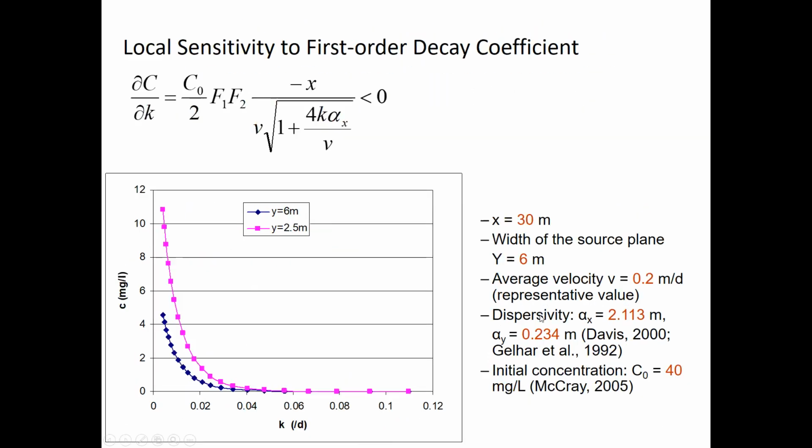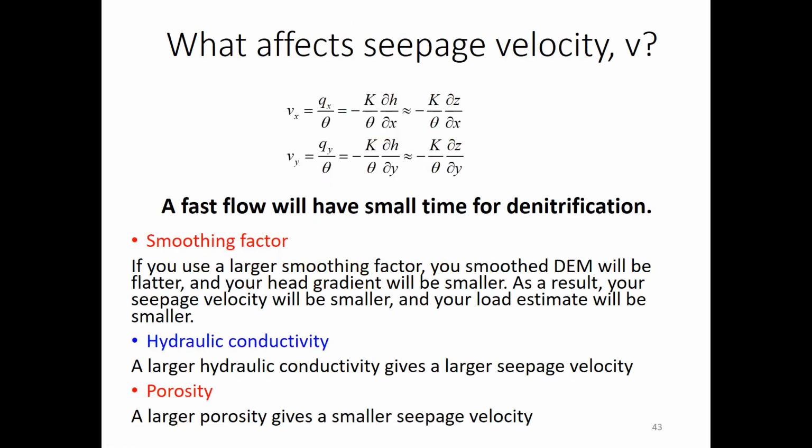So that's why we have this slide here, right? So you look at the V. Essentially V is determined by several things: K, hydraulic connectivity; theta, porosity; and the Z is actually determined by the smoothing factor, right? But one thing I want you to keep in mind: a faster flow always results in a larger load. That's because a faster flow means less time for denitrification. If there's less denitrification, you'll have more load. So if you want to simulate a larger load, you're going to have a faster flow.